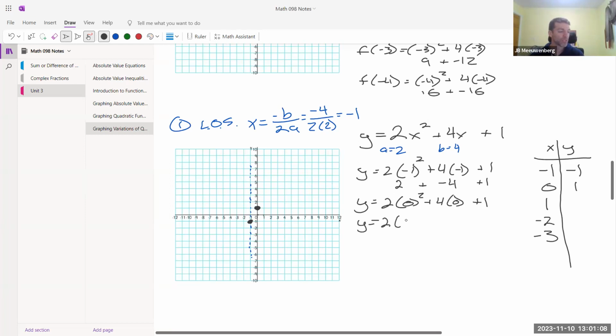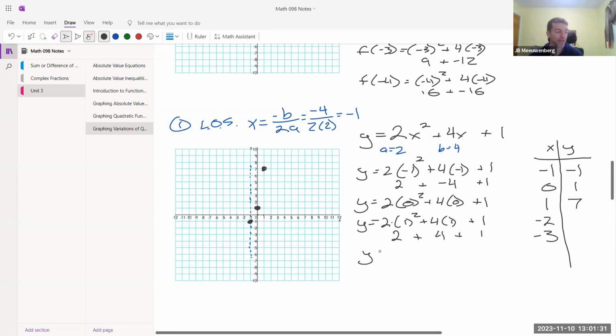The next one is +1. Y equals 2 times 1 squared plus 4 times 1 plus 1. 1 squared is 1 times 2 is 2. 4 times 1 is 4. And then plus 1. 2 plus 4 plus 1 is 7. So we have the point 1, 7. So we can see what the right side of our graph looks like.